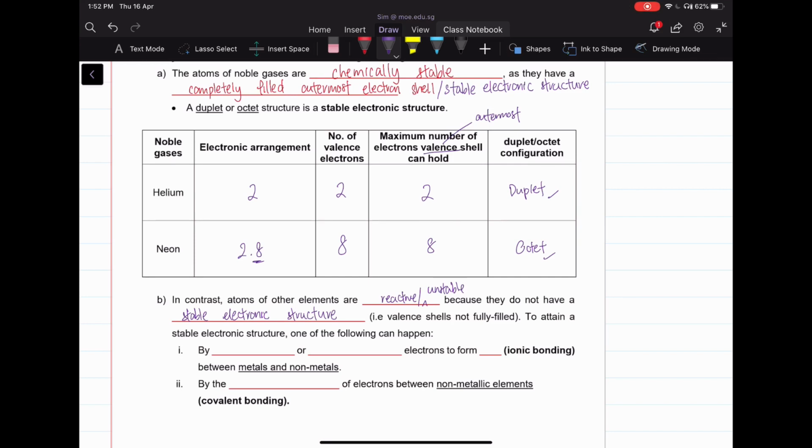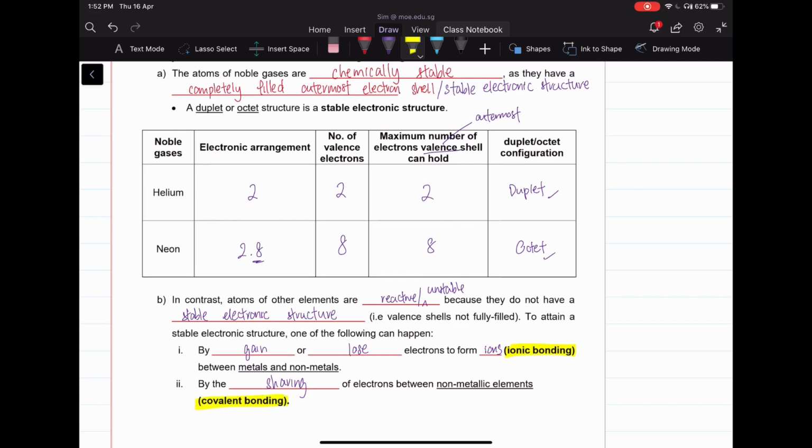And they might react by doing one of the following. Number 1, they can either gain or lose electrons, which is the focus for this topic. Okay, and this will form ions. Number 2, they can share. If they share electrons, that's what I call covalent bonding. So take note, in this topic of chemical bonding, there are 2 different kinds that you need to take note of. One is ionic, one is covalent.